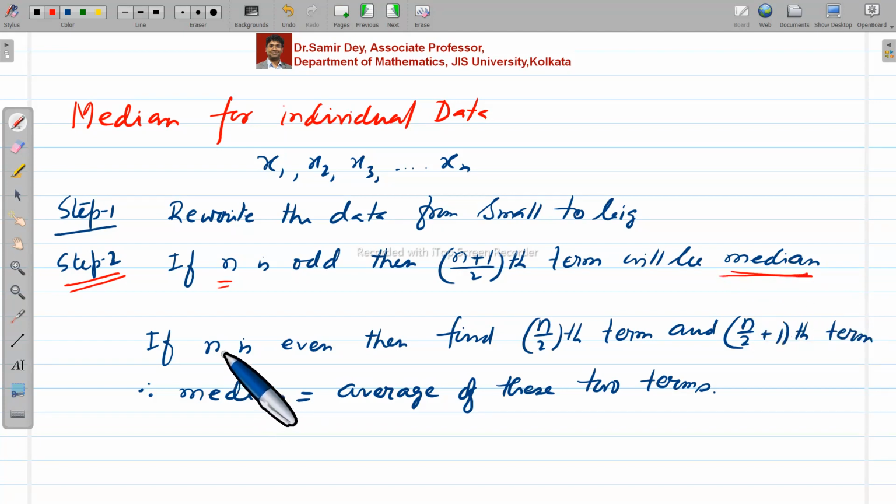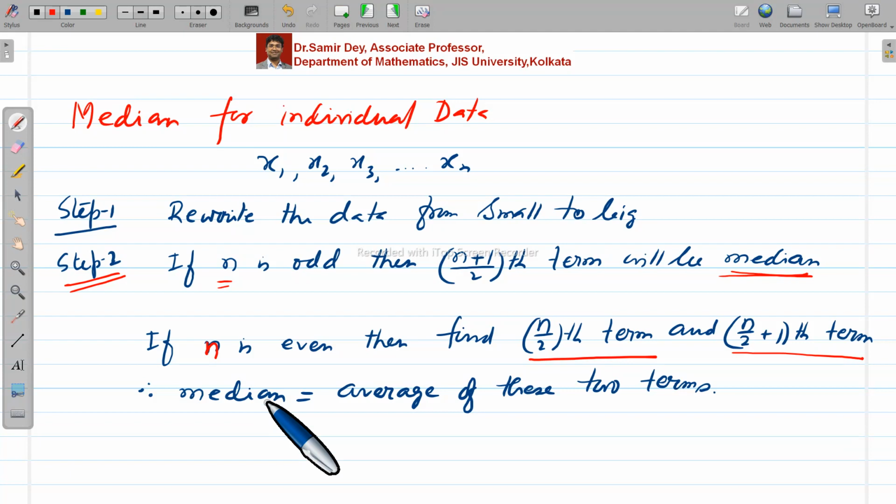Okay, and if the total number of terms is even, means the number of terms 4, maybe 7, 6, maybe 10. Okay, so then total number of data is even number. In that situation, first you have to calculate n by 2th data and n by 2 plus 1th data. So first you need to calculate this term and that term. After getting it, the median will be the average of these two data. The average of these two data means you add this term and that term and divide by 2. Whatever the result we will get, that is the median of the corresponding data.